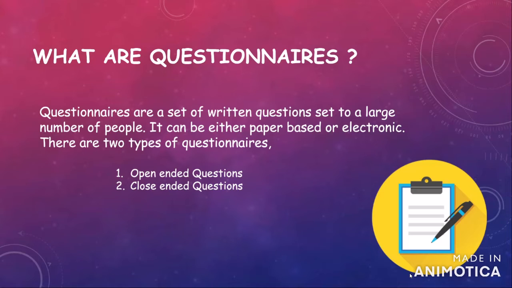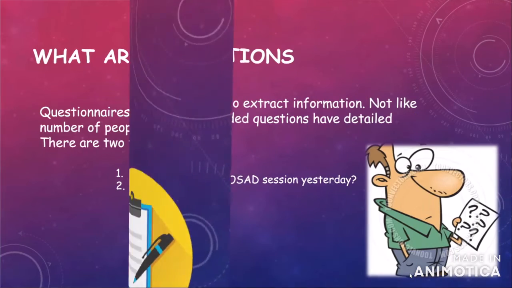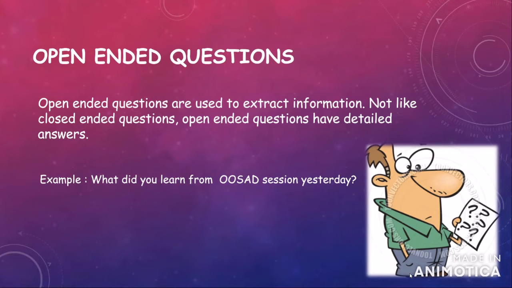There are two types of questionnaires. First one, open-ended questions. Second one, close-ended questions. First, we will talk about open-ended questions. Open-ended questions are used to extract information. Unlike close-ended questions, open-ended questions have detailed answers. For example, what did you learn from the OOSAD session yesterday? Here we have to give a detailed answer.